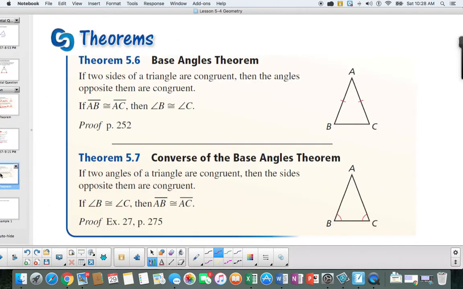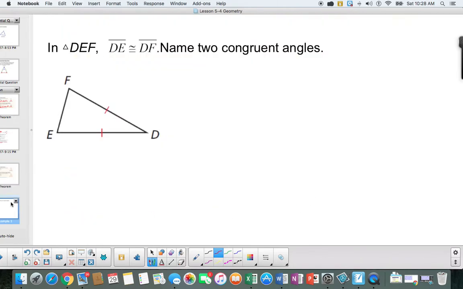All right, one more time. Here's the theorem again. If two sides of a triangle are congruent, then the angles opposite them are congruent. If two angles of a triangle are congruent, then the sides opposite them are congruent. All right, so let's name two congruent angles. So DF is congruent to EF. So the angle opposite this side is this one. The angle opposite this side is this one. So our conclusion is angle E is congruent to angle F.